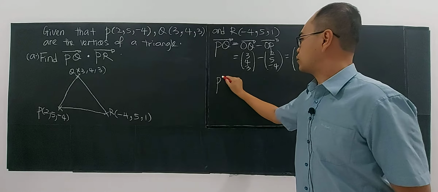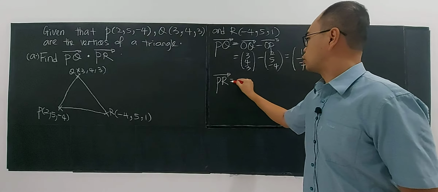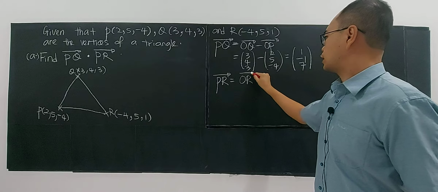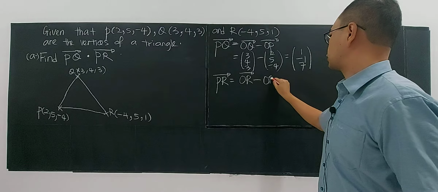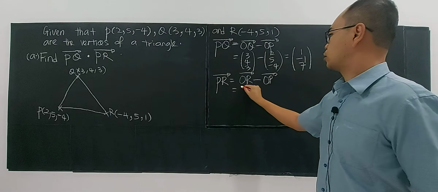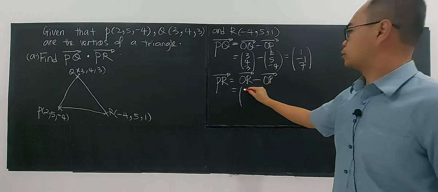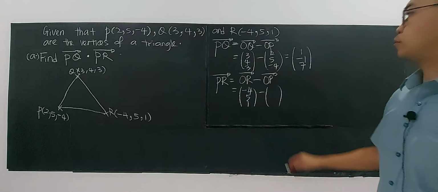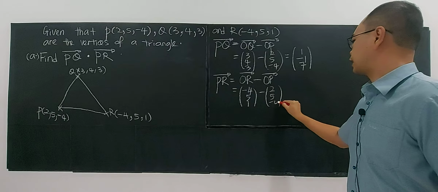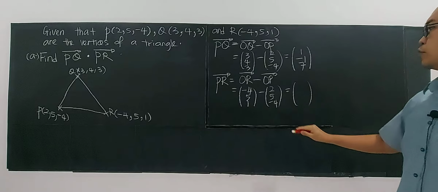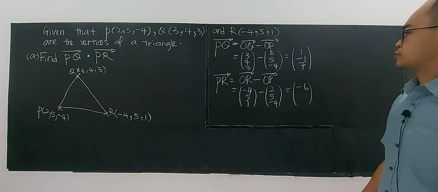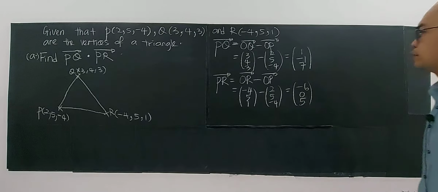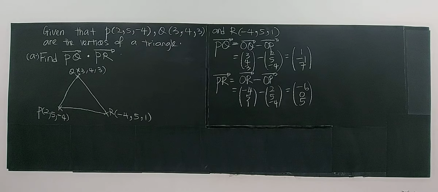Now we have to find the vector PR as well. The vector PR will be the position vector of R minus the position vector of P. So -4, 5, 1 minus 2, 5, -4 gives you -6, 0, 5. So you have PQ and PR.